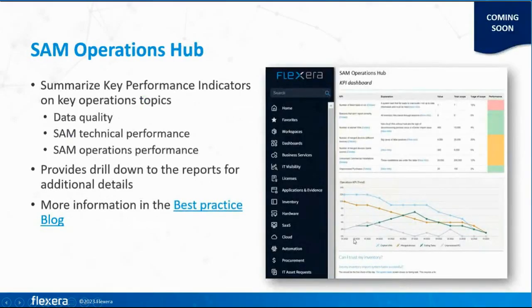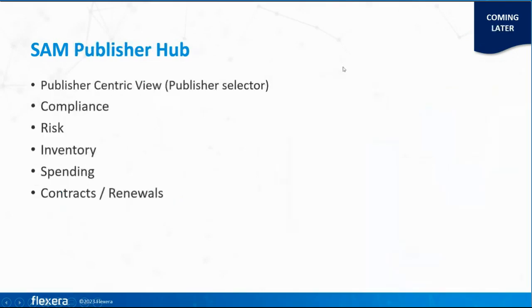So I was saying earlier, this is in a series of hubs. The SAM Operations Hub, I will not talk too much about it, but this is about the data quality, SAM technical performance, and operations performance. I will deep dive once it is released in April. A third hub, which I have no mock-up on, is the SAM Publisher Hub, which will be a publisher-centric view. You will be able to select the publisher, and you will get the compliance, risk, inventory, and spending with the contract renewals view from a single dashboard.